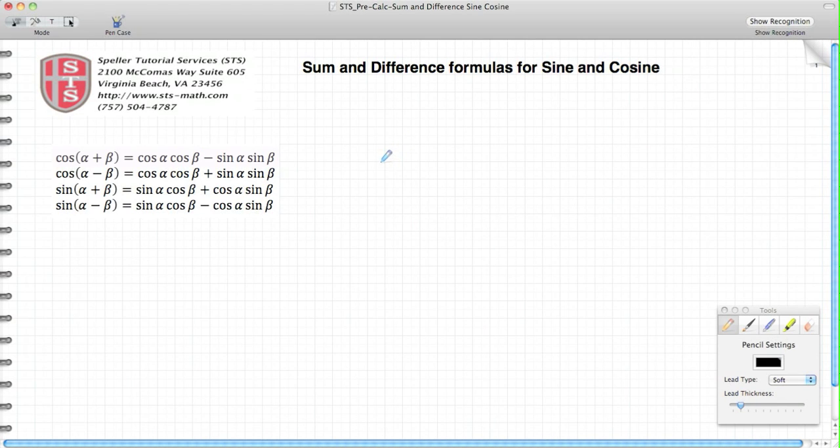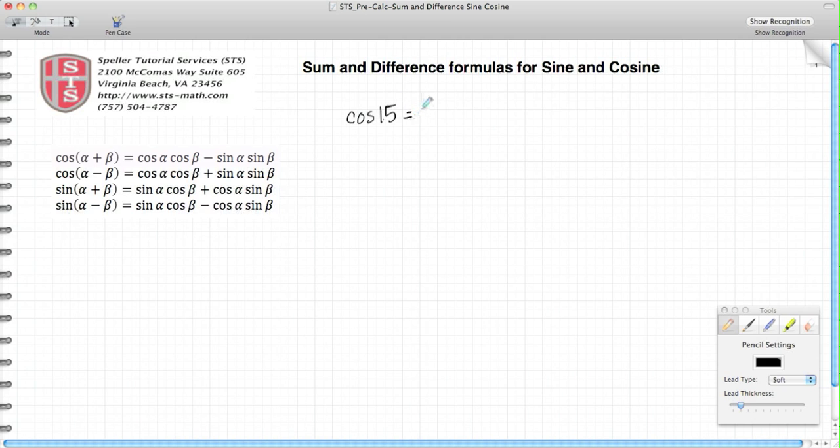Today we're going to talk about the sum and difference formulas for sine and cosine functions. Those are trig functions. To the left here I have the four formulas defined. These formulas are derived from the unit circle. In today's example we're going to look at evaluating the cosine of 15 degrees.